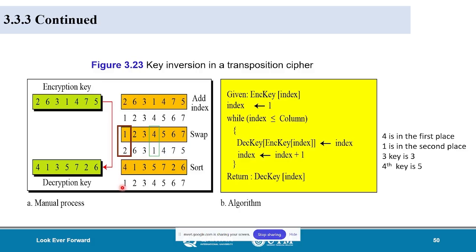Okay, now 1 is in the second place. Now 3 is in the third place. 3 key is the fourth key is in the 5. The fourth key, for example, in here, and it is in here. Okay, and we'll write it this way. Now take a look.